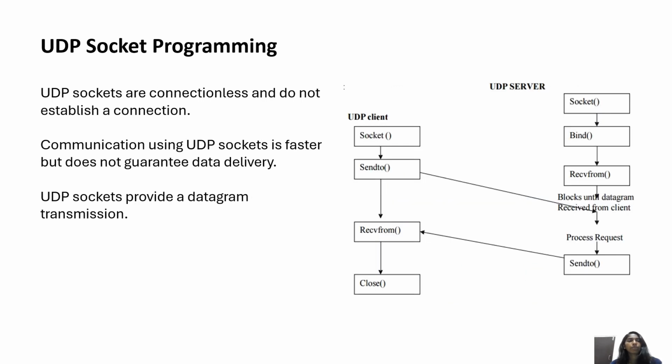Whereas in UDP socket programming, sockets are connectionless and do not establish a connection. Communication using UDP sockets is faster but does not guarantee data delivery. UDP sockets provide a datagram transmission.